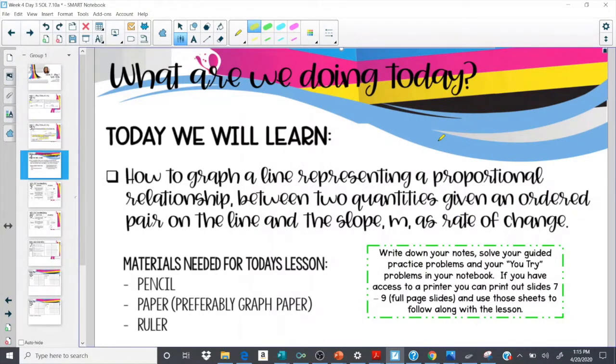Materials needed for today's lesson: you need a pencil, you need paper, preferably graph paper, but you can use regular paper. And you also need a ruler or a straight edge, so you can use the edge of a notebook. You can fold a piece of paper and use a straight edge, so we will have a straight edge to use when we graph our lines. Write down your notes, solve your guided practice problems, and your you try problems in your notebook. If you have access to a printer, you can print out slides 7 through 9, the full page slides, and use those sheets to follow along with the lesson.